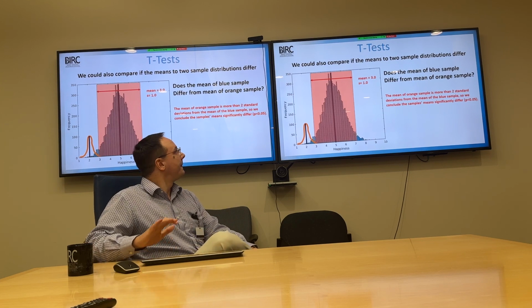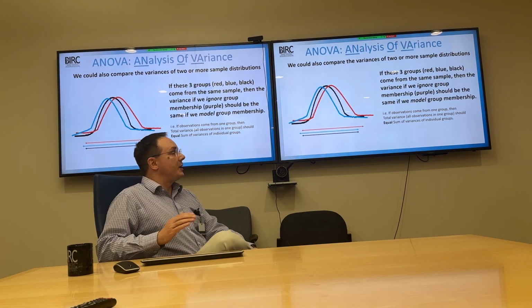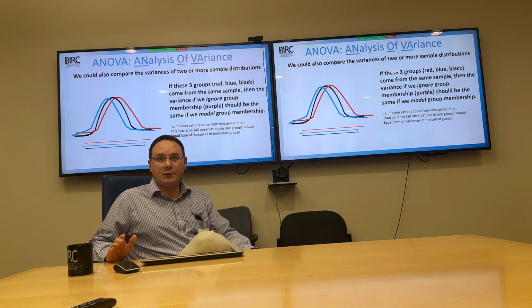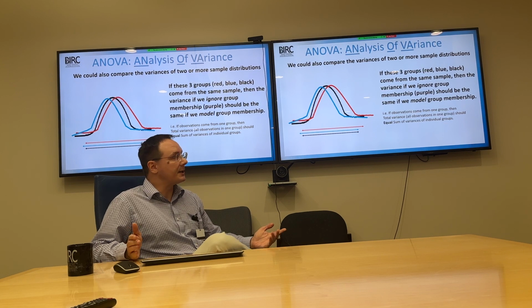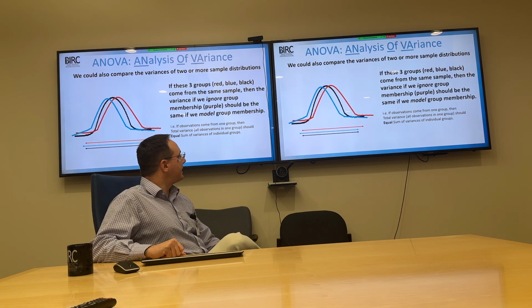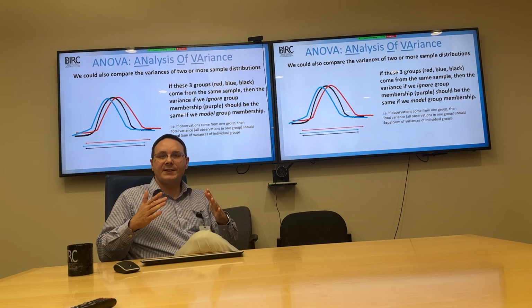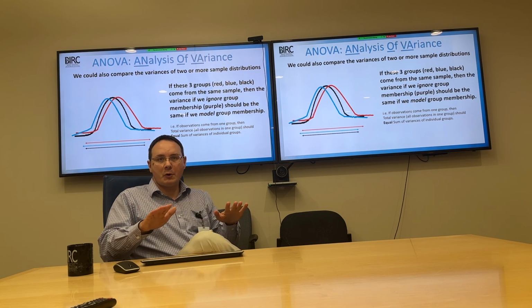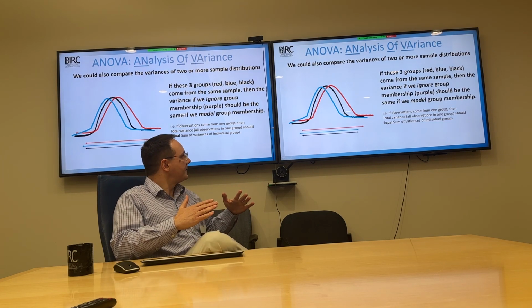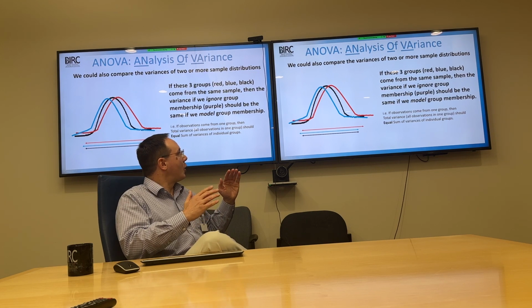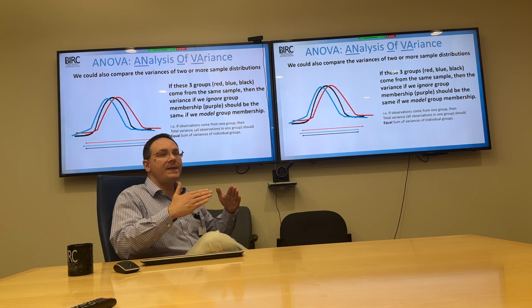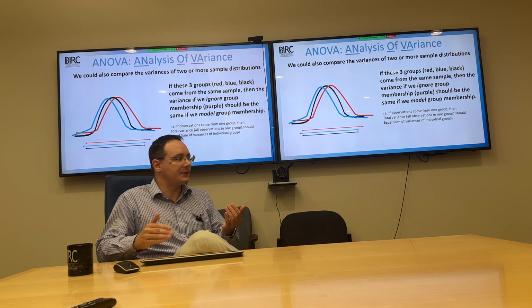samples at once. A very common approach, which I bet you've encountered, is analysis of variance. This is a way to compare the variances of 2 or more sample distributions simultaneously. So let's say you have 3 groups depicted by red, blue, and black. And if these 3 samples come from the same distribution, then if we ignore group membership, the variance or the spread of data across all 3 groups should be the same as the spread of data within each group, if we consider the group variance, right?